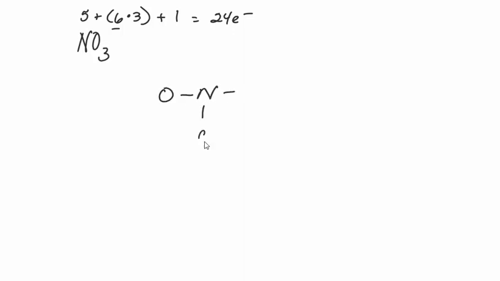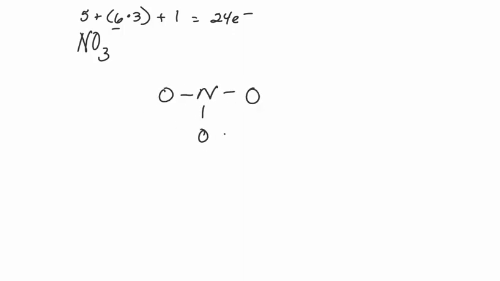There are times when more than one valid Lewis structure may be drawn. So for example, let's take the nitrate anion. Nitrogen comes in with 5 valence electrons. Each oxygen has 6. We have 3 of those. And then we have 1 electron for the charge. So we have a total of 24 electrons for this molecular part.